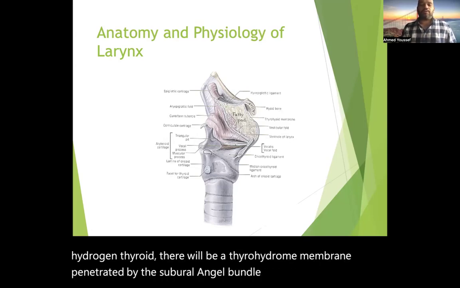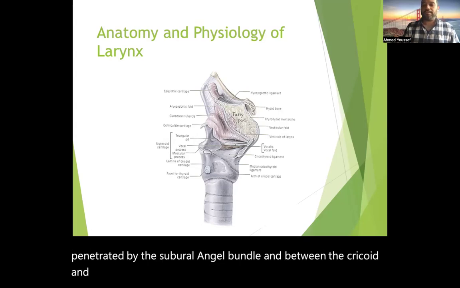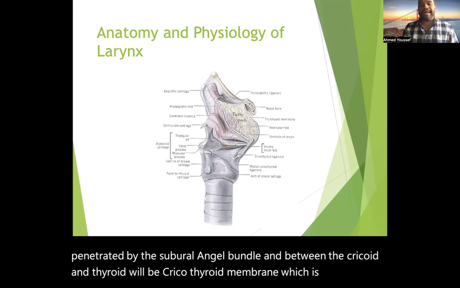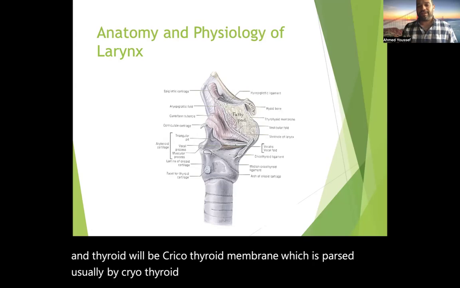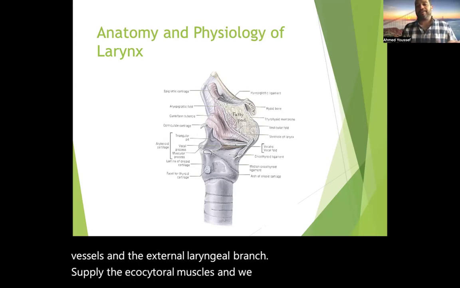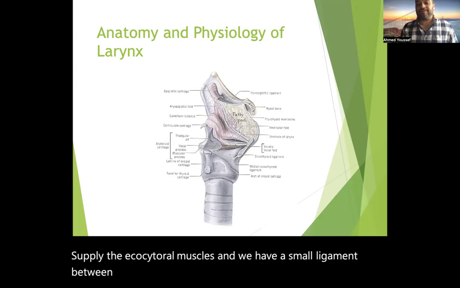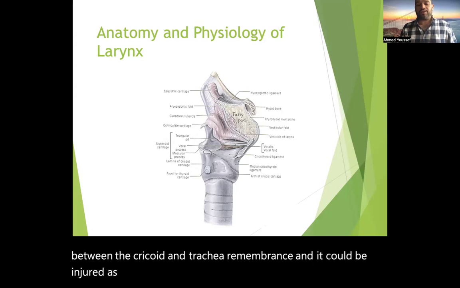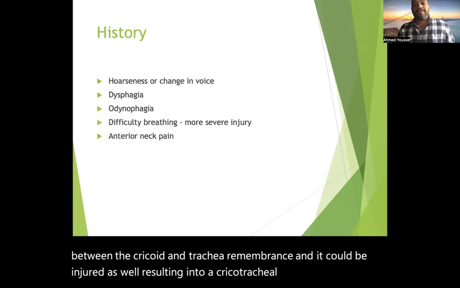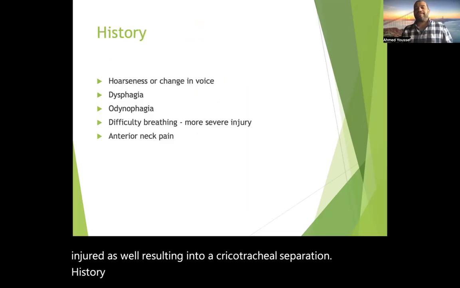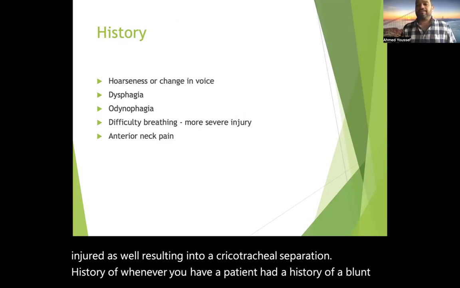And between the cricoid and thyroid is the cricothyroid membrane, which is usually pierced by cricothyroid vessels and the external laryngeal branch supplying the cricothyroid muscles. And we have a small ligament between the cricoid and trachea, and it could be injured as well, resulting in cricotracheal separation.